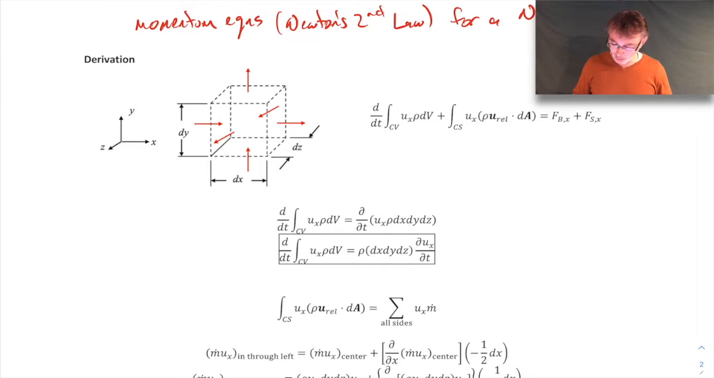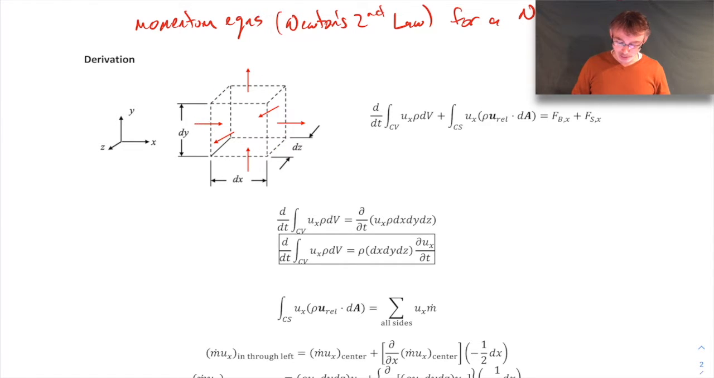So you can see when I wrote the linear momentum equation here, we're only working with the x component. Okay, so this is the time rate of change of x linear momentum within the control volume. This is the x momentum flux out of the control volume. There are the body forces in the x direction. There are the surface forces in the x direction. And we're going to apply it to this control volume.